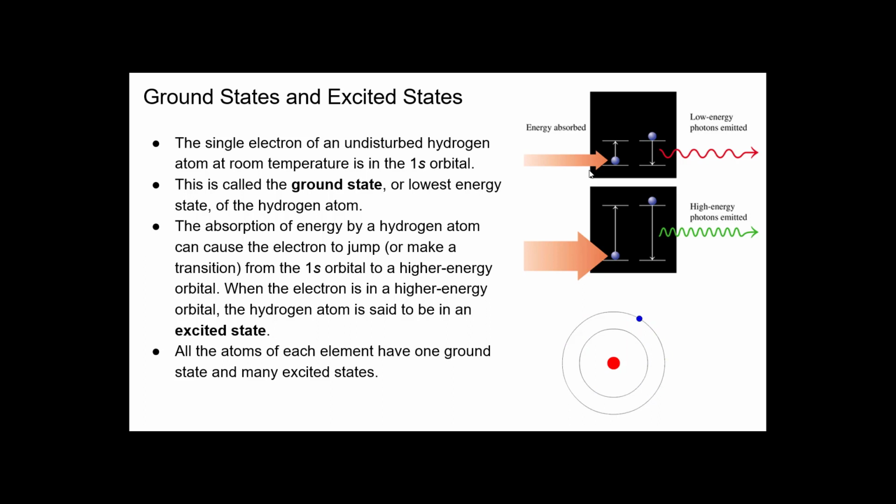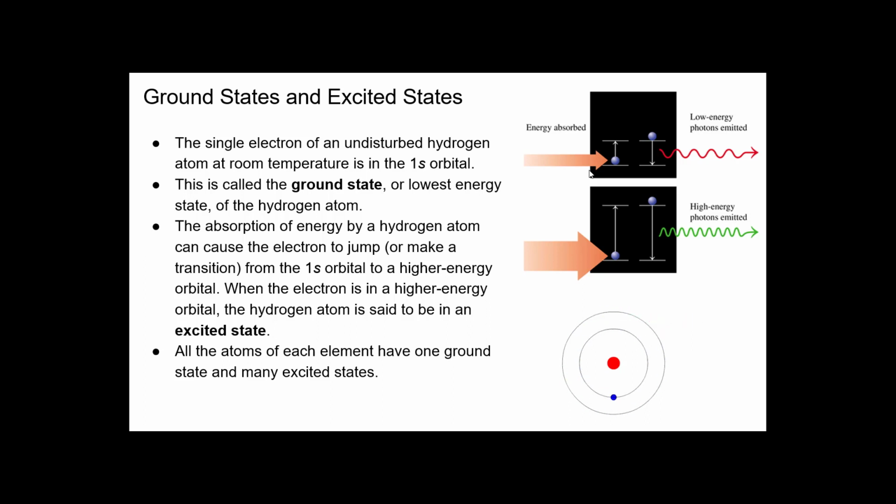But when we talk excited state, that means they are excited. They bumped up. They're running up another level. Think of parkour, whatever helps you understand that it's being moved up into another level, excited, but eventually got to come back down to where it was at. So all the atoms of each element have one ground state and many excited states. That just means that in excited states, an electron can go up to different levels.